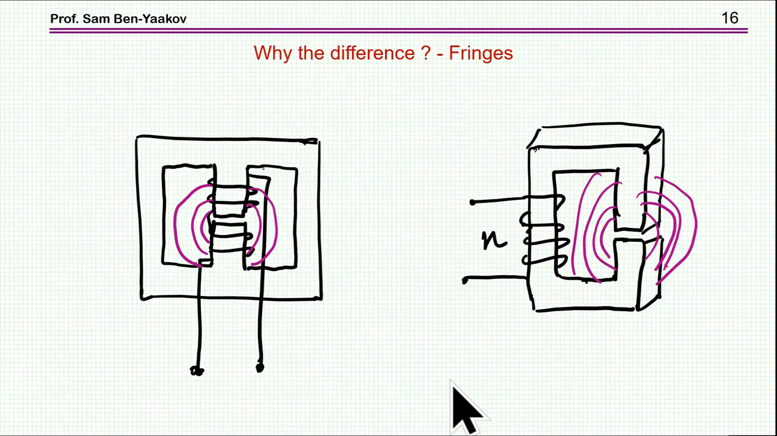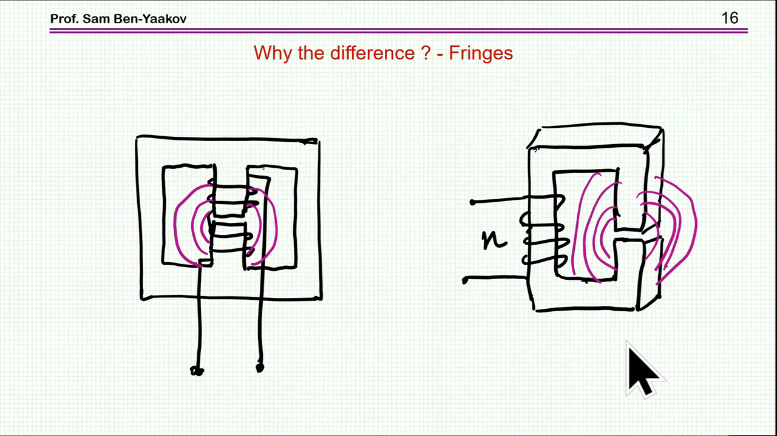And the reason is the fringing effect. The calculation was based on the assumption that the flux density is concentrated within the gap, within the cross-section area, while in reality there is a fringing effect and some of the flux is spread outside this cross-section area. So the assumption of having all the magnetic flux density within this cross-section area is just incorrect, and this is why the difference. And what we see is that the actual inductance is larger.